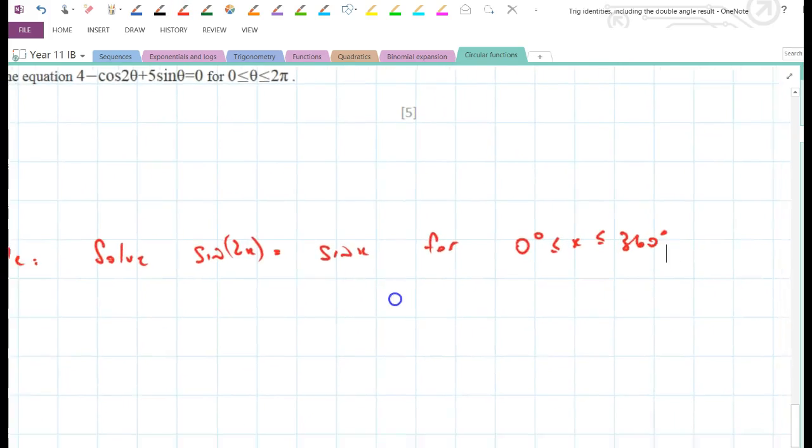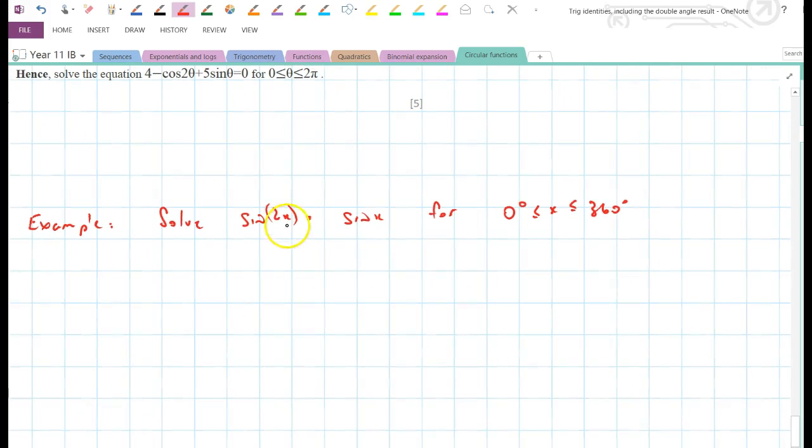So an example now here is: solve sine 2x equals sine x for x between 0 degrees and 360 degrees. Okay, so that's right. These brackets around the 2x, I guess they're important because without the brackets, you'd probably still think of that as sine 2x, but in effect it could be sine 2 times x. So the brackets are just making it clear what's going on there.